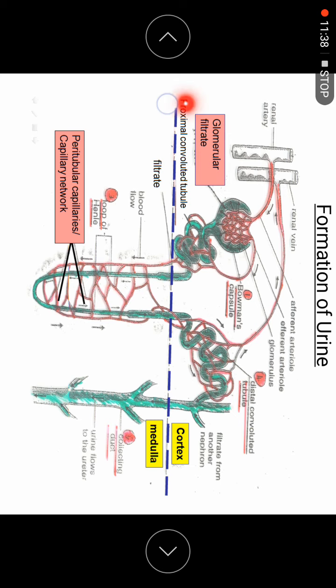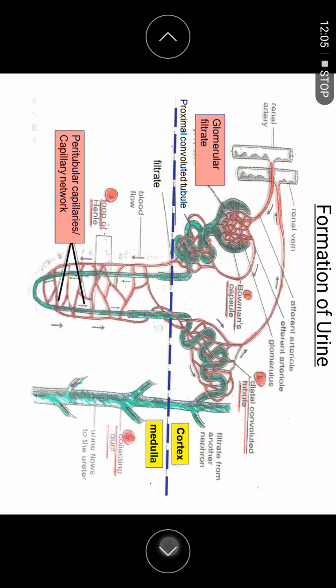First thing we will see how it is. This dotted line, the line in blue, is showing the section in the kidney, the cortex section and the medulla. As I said, this part is actually inside the medulla: the loop of Henle and also the collecting duct. These two sides are in the medulla. The rest of it is in the cortex, so it will be darker in color. It contains more blood.